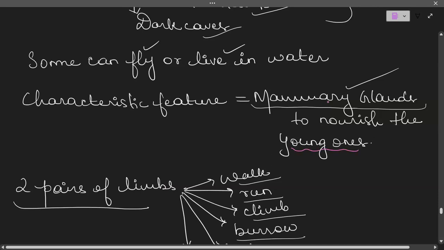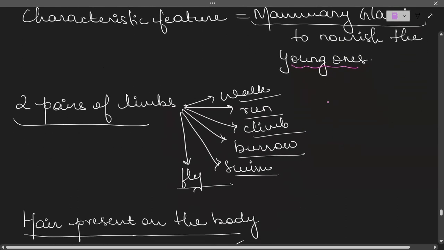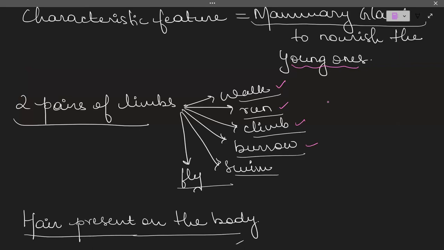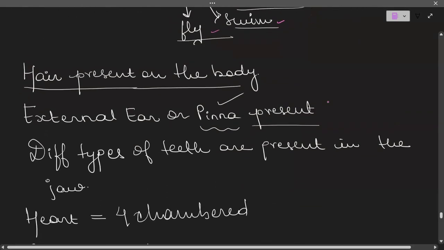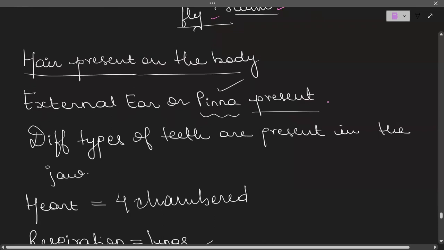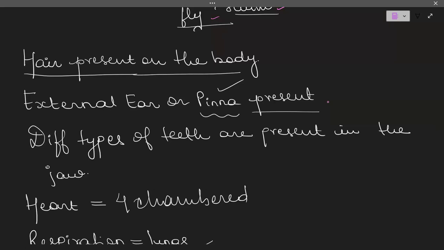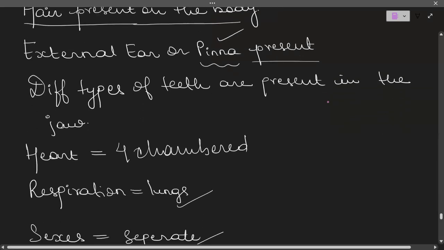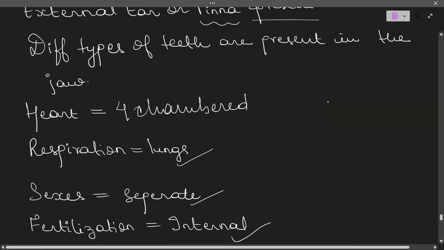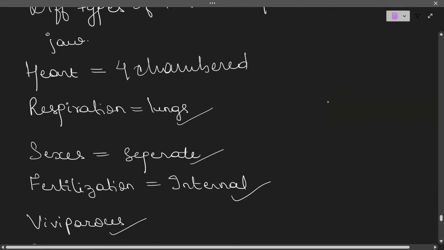Now, they have two pairs of limbs, forelimb and hind limb, which are used to walk, run, climb, burrow, swim, and fly. They have hair present on their body. External ear or pinna is present in the mammals. Different types of teeth are present in the jaw. The heart is four-chambered. The respiration happens with the help of the lungs.